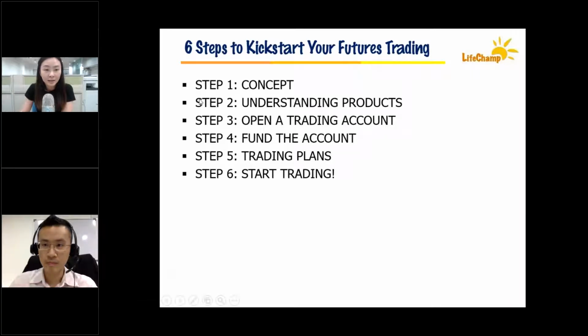Okay, so let's have an overview of the 6 steps. Step 1, of course, concept. We have to get the concept of what is futures, what is a futures contract, how we trade, how to open an account, and how it operates. Step 2 will be understanding of the products, because futures actually comprise a lot of different products, from oils to gold to maybe index interest rate.